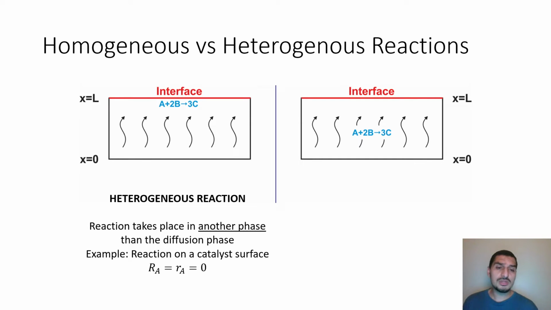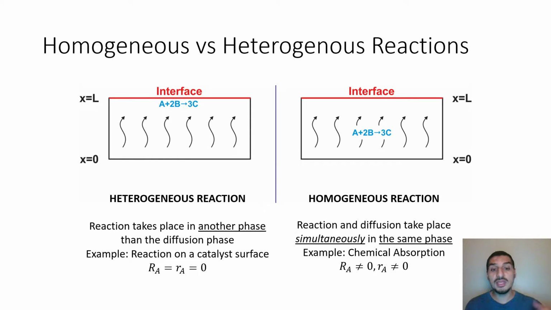There is another option, which is the homogeneous reaction, which means that the reaction is taking place simultaneously in the same phase where the diffusion is taking place. So I have two components, they are diffusing from one point to another, and while they are diffusing, the reaction is taking place. It doesn't need to go to a surface where the diffusion ends. So in this case, it's called a homogeneous reaction, and the rate term is not equal to zero. So this is the main difference between a homogeneous and a heterogeneous reaction.